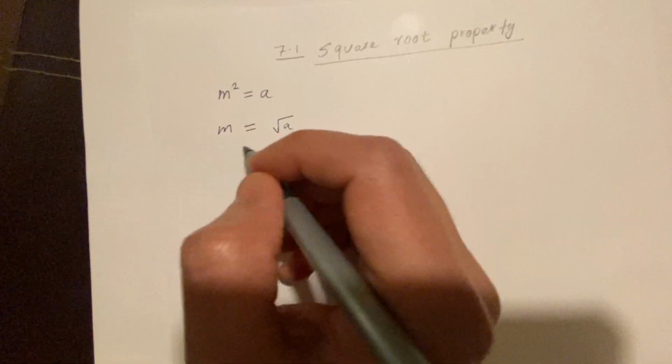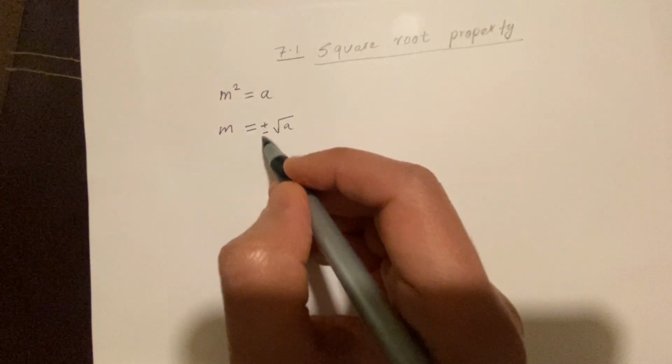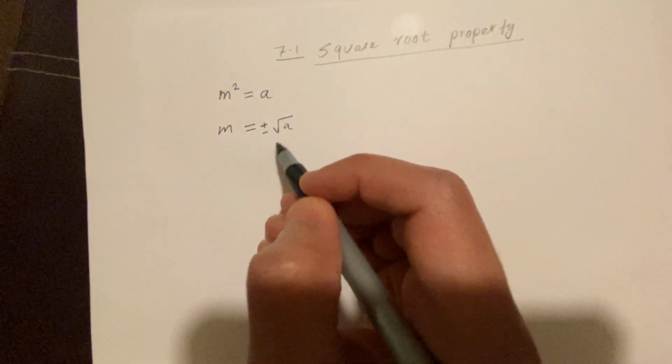But when you take the square root on both sides, we need to consider the plus minus case. So we're going to get plus minus here. So m equals plus minus square root of a.